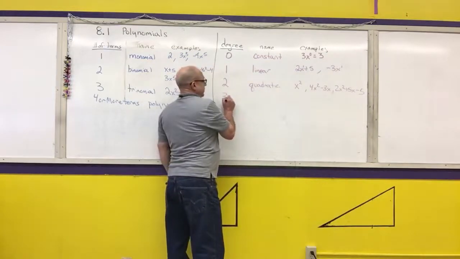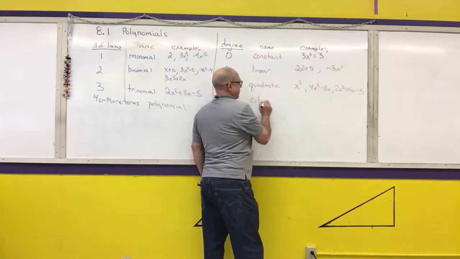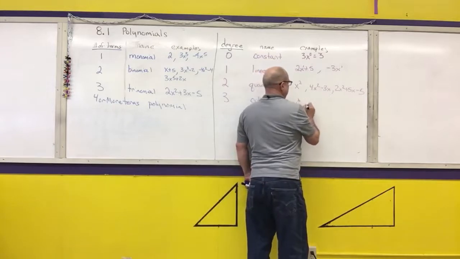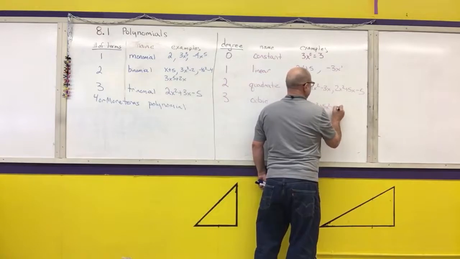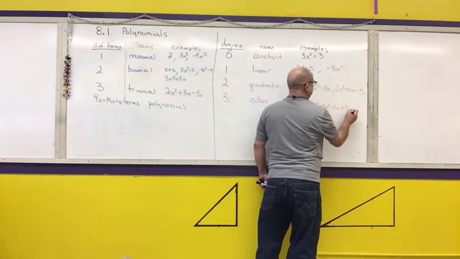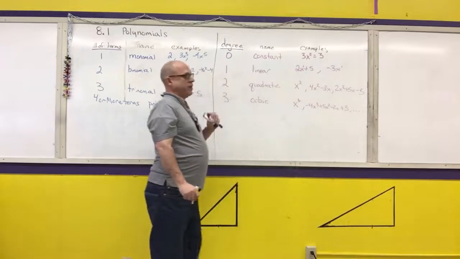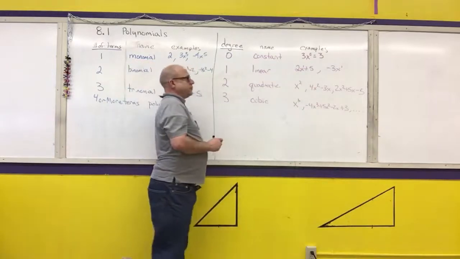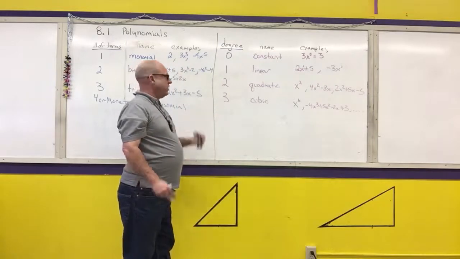If the highest degree is 3, we call it cubic, and that would be like x cubed. Negative 4x cubed plus 5x squared minus 2x plus 3. Highest power is 3, so we call it cubic. We can continue on with like quartic and quintic.